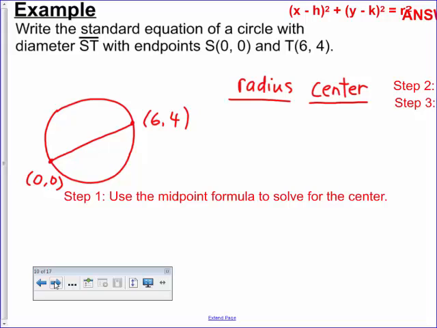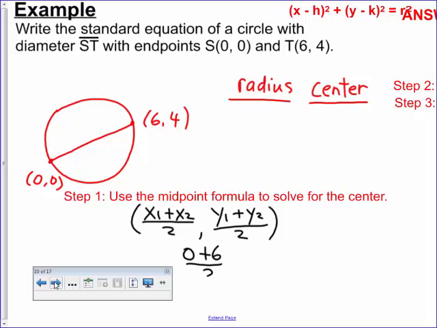Okay, so the midpoint formula is x1 plus x2 over 2 and y1 plus y2 over 2. So when you plug in the points, you're going to have 0 plus 6 divided by 2, and you're going to have 0 plus 4 divided by 2. Your center is going to be (3, 2). So I'll put it right here in my chart.